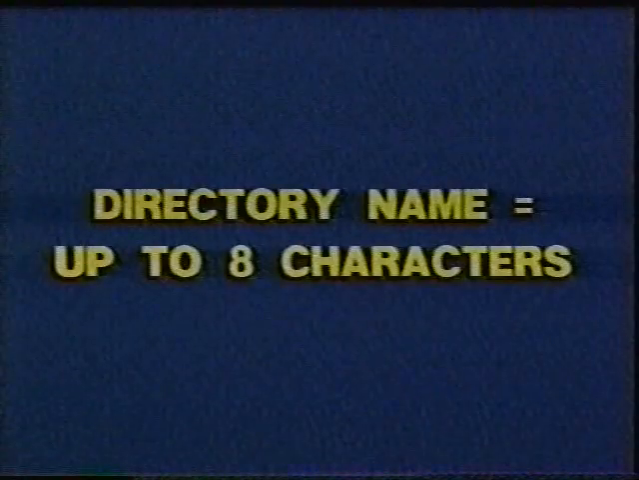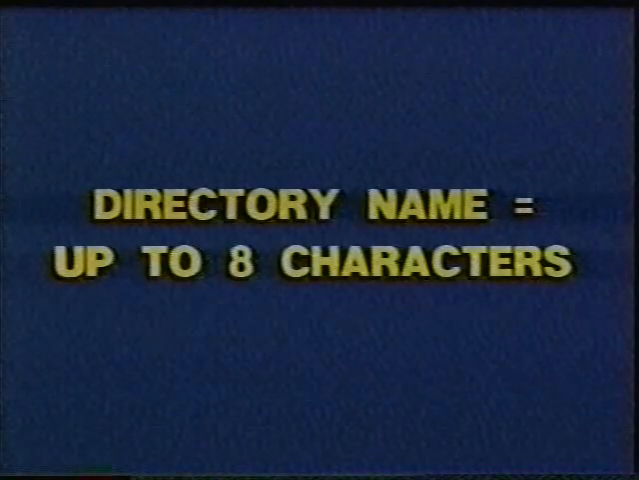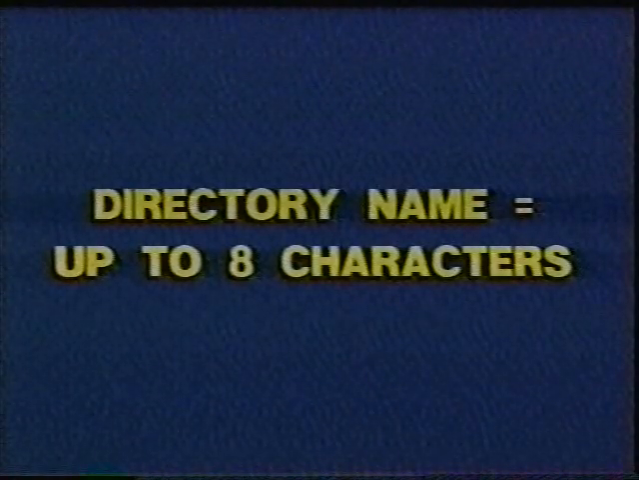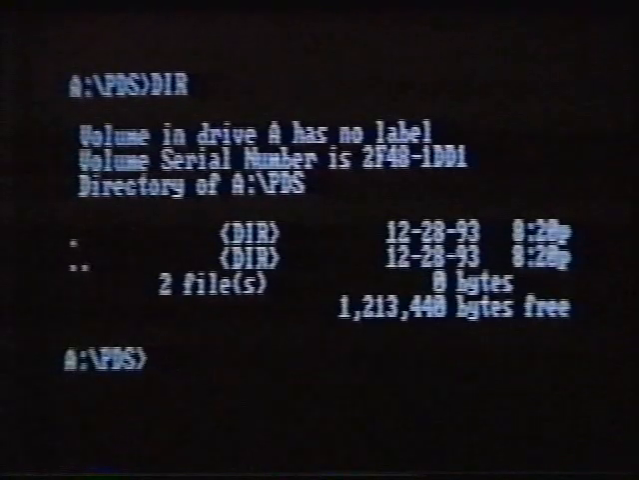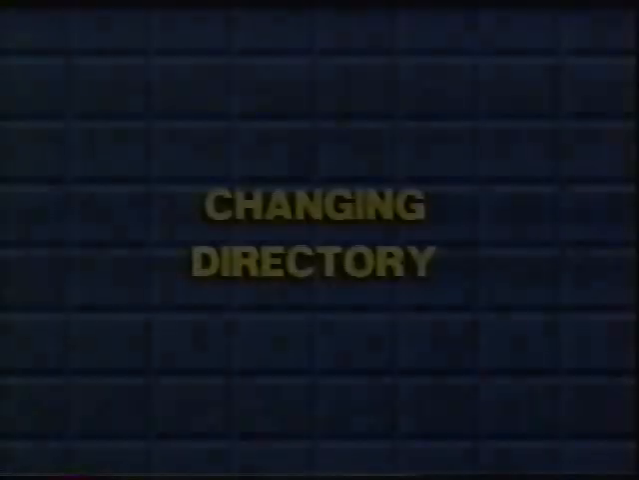Type MD PDS and press enter. We are creating a subdirectory named PDS. The name we have chosen is arbitrary. A directory name can be up to 8 characters long and is usually named after the contents you're going to be placing in it. Now type in dir and press enter. You should see the directory name PDS followed by the dir symbol. This tells us PDS is not a file, but is a directory.